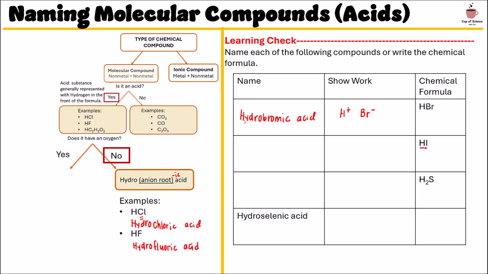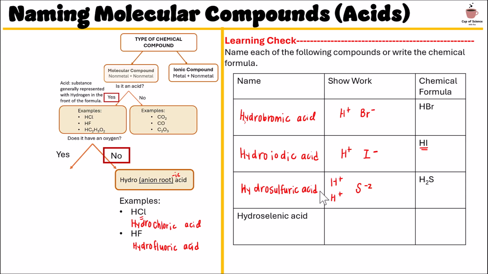Next one, here's HI. So that's H plus and an I minus. There's one each. So this would be hydroiodic acid. Funny name, but it works. You're going to try for the next one and come back and check the key. And here is the key. See, there's two hydrogens for every one sulfur, -2.